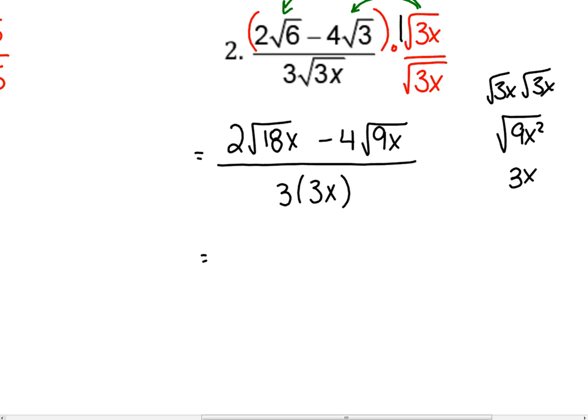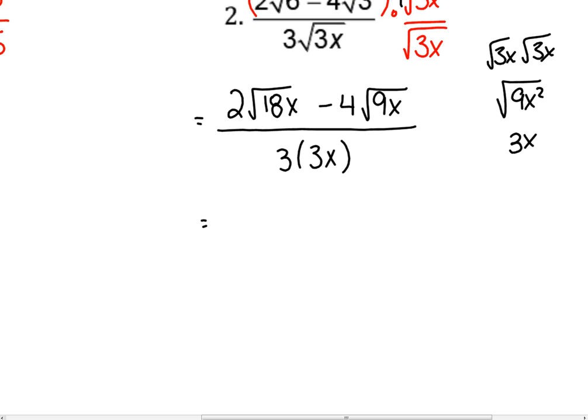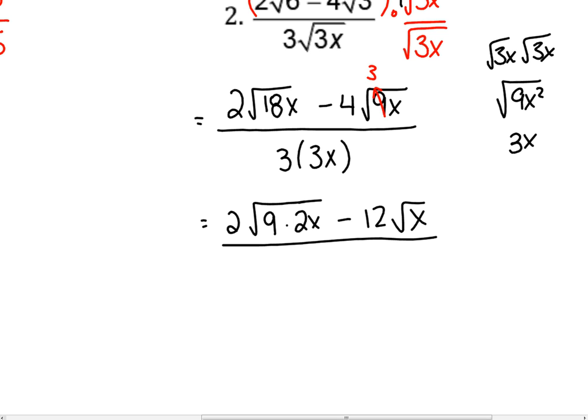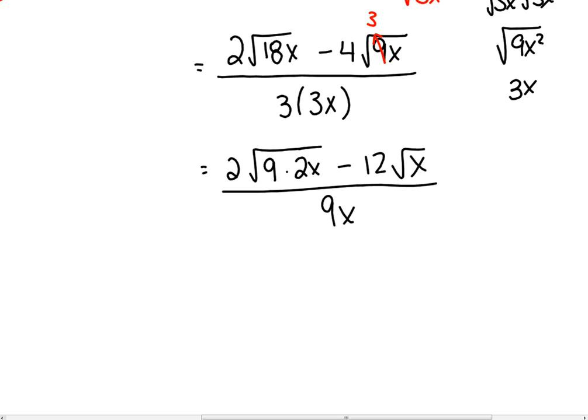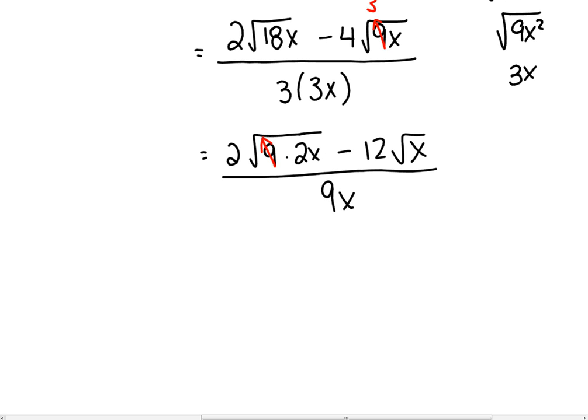How can I simplify the first term in the numerator? 9 times 2, and there's still an x. Okay, minus, can we pull the 9 out right away? Square root of 9 is a 3, so that becomes minus 12 root x all over 9x. And the square root of the 9 is 3, so the coefficient's going to become 6 root 2x minus 12 root x all over 9x.